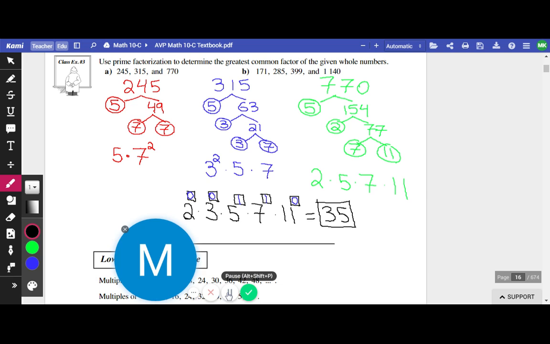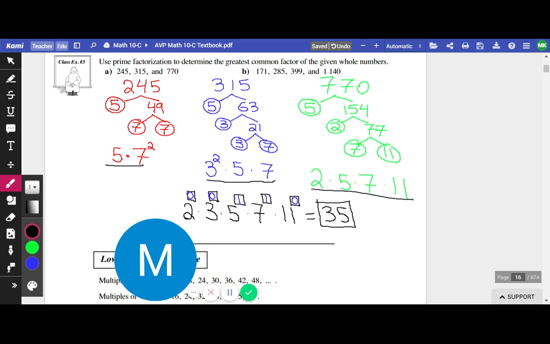This one, I've broken it into colors. So 245 is the red tree, 315 is the blue tree, and 770 is the green tree. You'll notice that underneath each tree, I write it as a product of primes. One of the biggest mistakes I think we find is that people use prime factorization. They know how to do the tree, and they forget to write it as a product of primes underneath. And that part is important, right? Because that's how you know how to pick your exponents. So make sure you're writing it that way after.